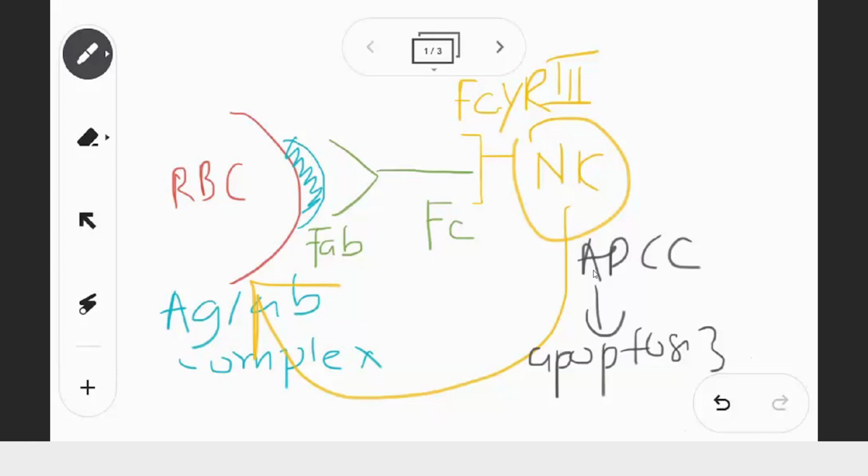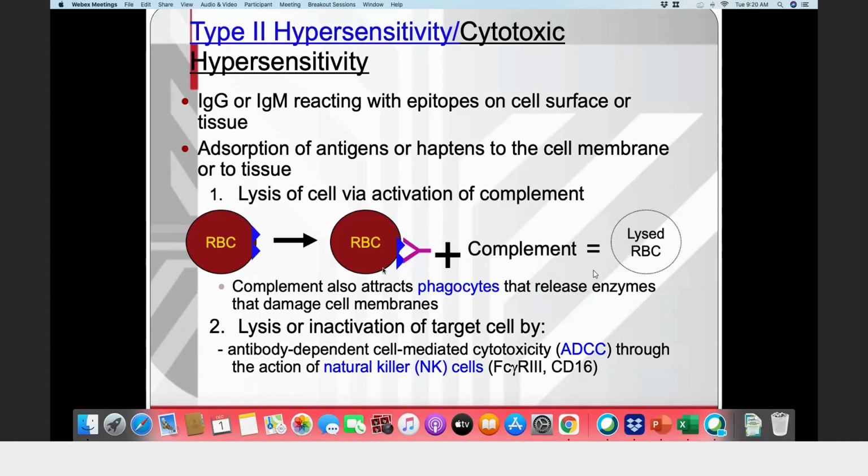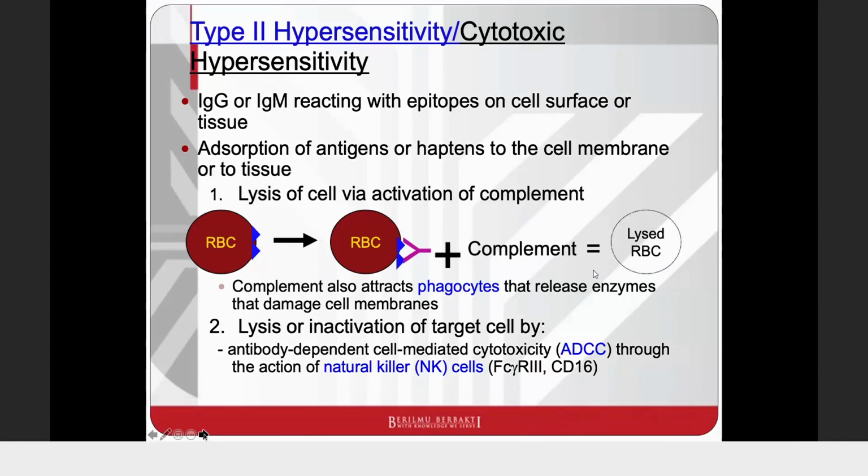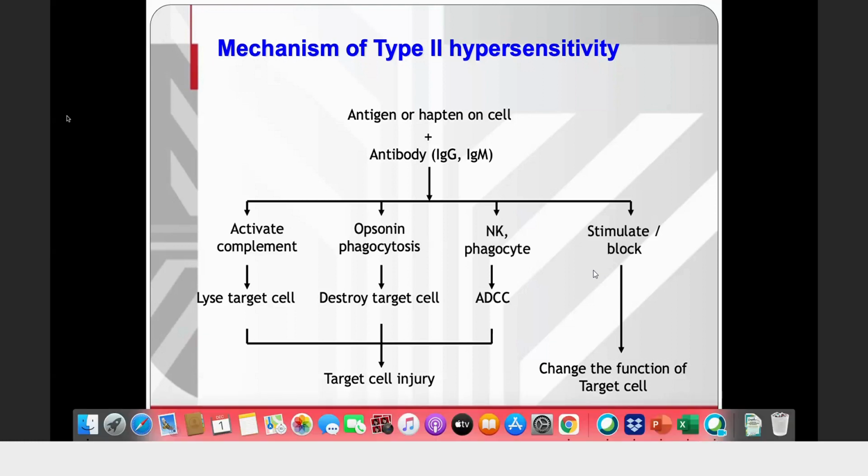Let me share back the slides. Let's move to the next slide. So this is the summary of whatever was in the previous slide. You have the activation of complement, and then it will lyse target cells, remember, through the MAC. Right, to annotate here. MAC.